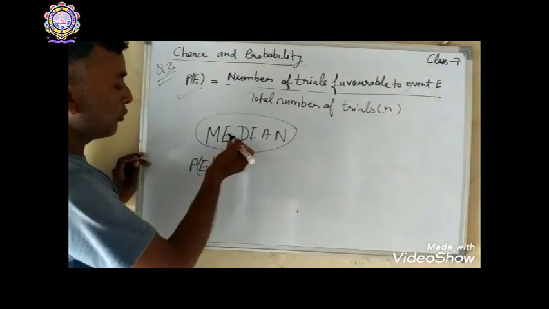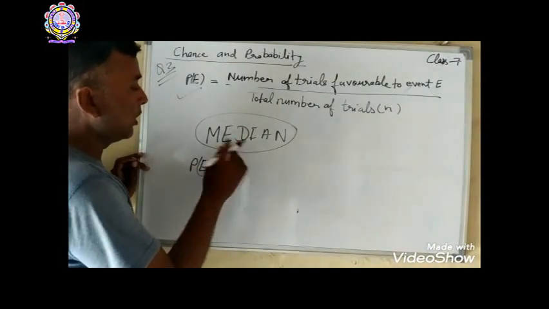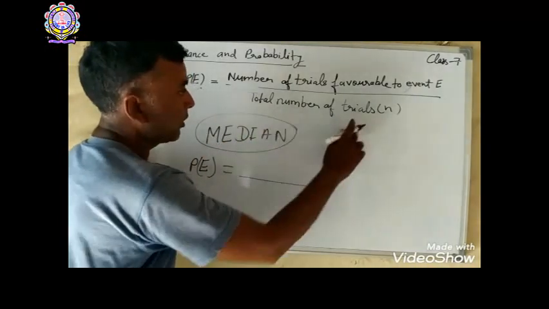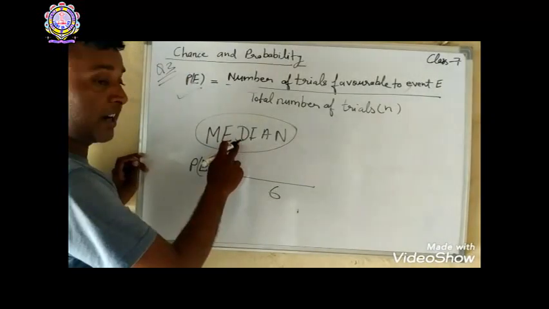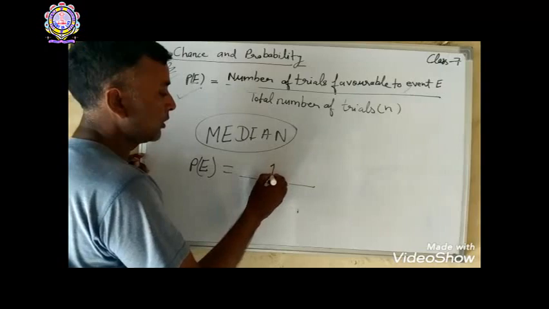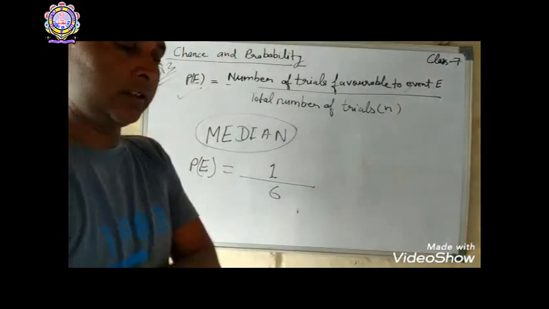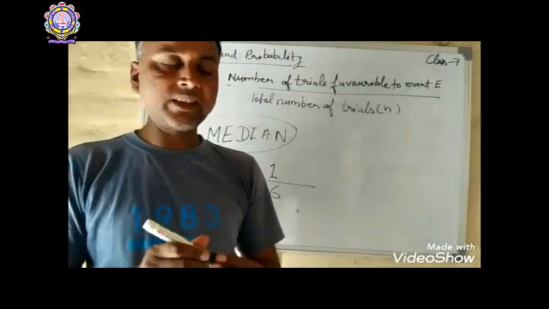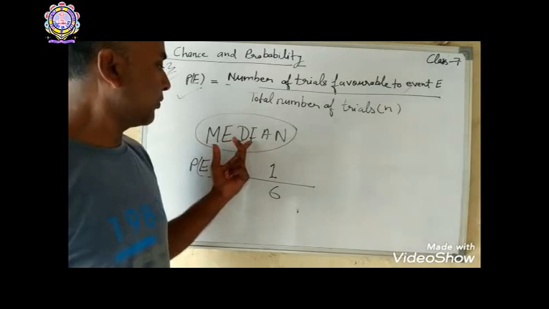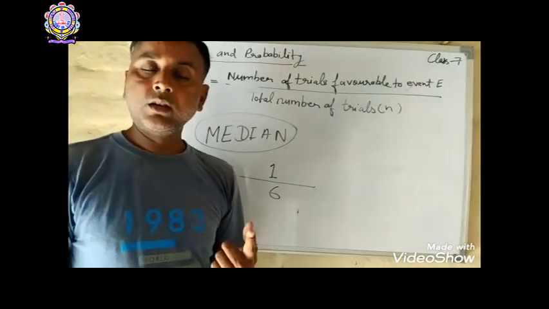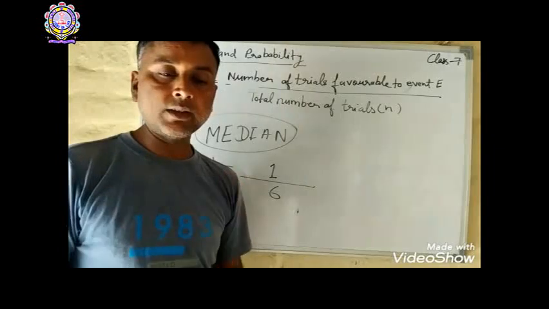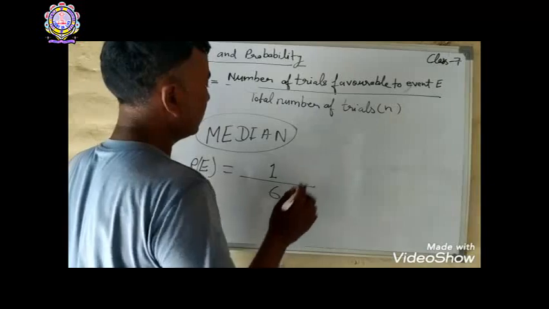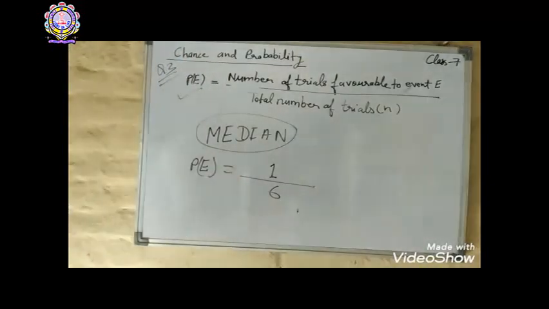So the probability of finding D: total number of trials is 1, 2, 3, 4, 5, 6, that is 6, and D is only 1. So how do you write it? Since the word MEDIAN consists of 6 letters, of which D appears once, therefore P equals 1 upon 6. Just write the answer.